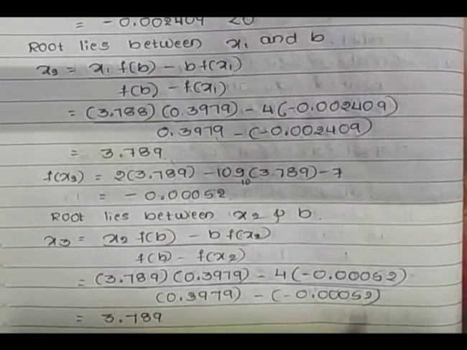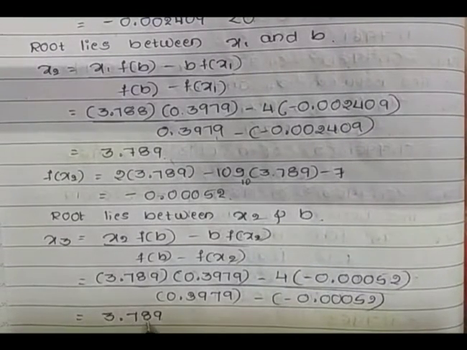This is for 3 decimal place. So 3 decimal place means here we'll get 3.789.